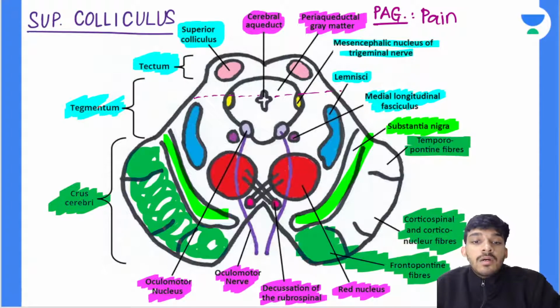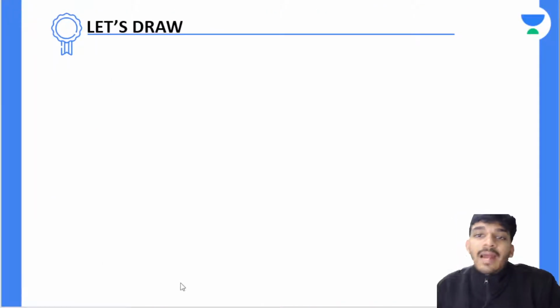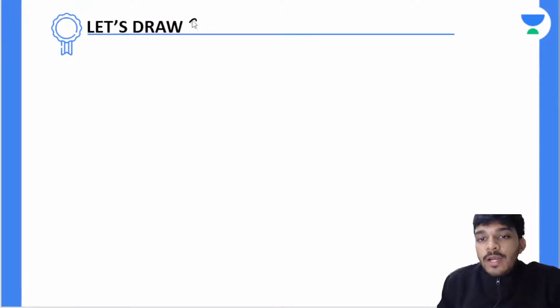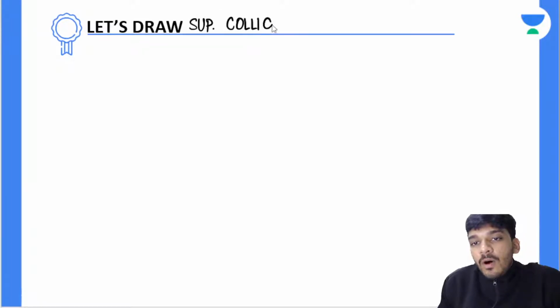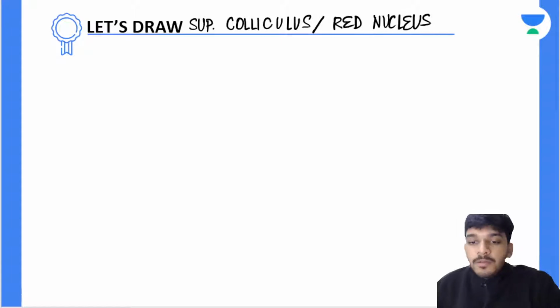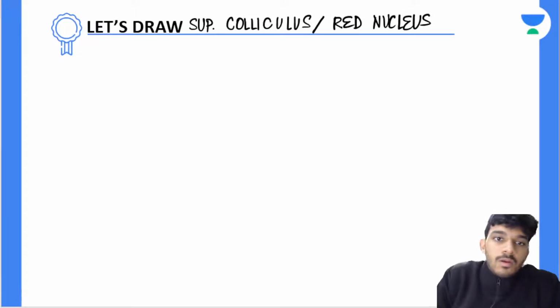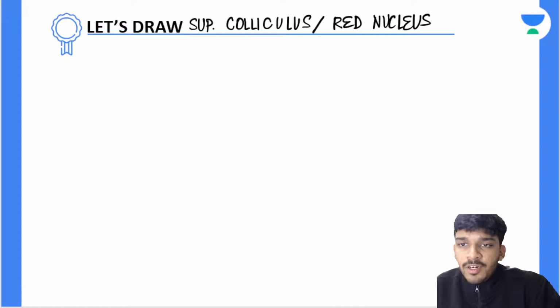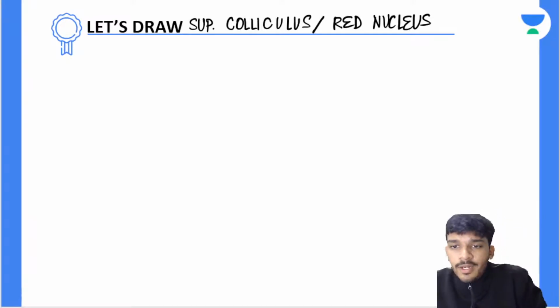So after this, let's practice drawing this, how to draw it. Let's draw the section at the level of the superior colliculus, or it can also be called the section at the level of the red nucleus. So whichever you prefer to call it, you can draw it accordingly.